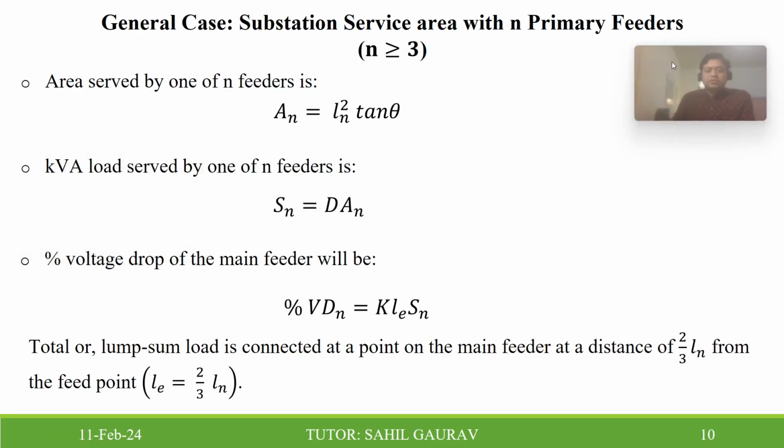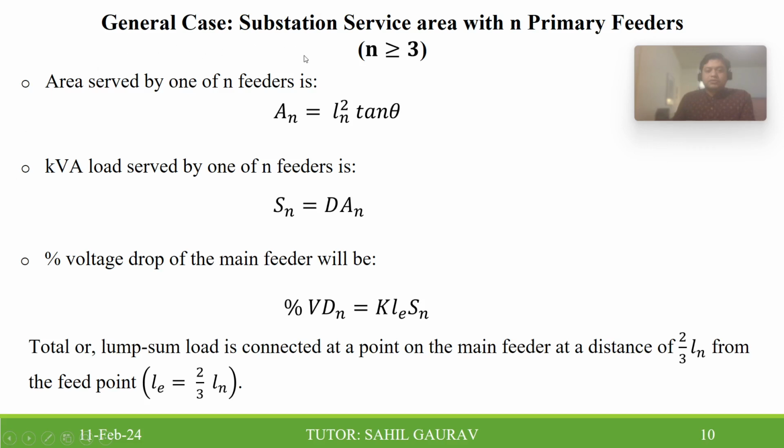So let us see the next part. Now we are moving to the more complex type of distribution substation having different types of service area. So let us see the case where we are having n primary feeders, and the n value should be greater than or equal to 3.